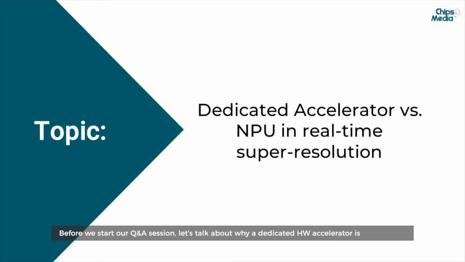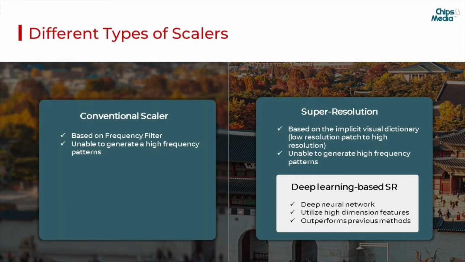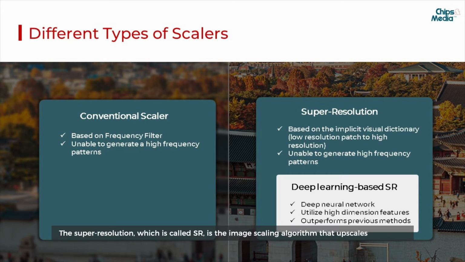Before we start our Q&A session, let's talk about why a dedicated deep learning accelerator is recommended for super resolution in real-time applications. Super resolution, which is called SR, is the image scaling algorithm that upscales a low resolution image to high resolution.